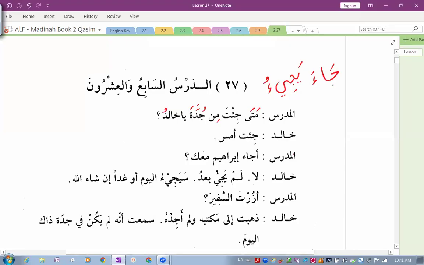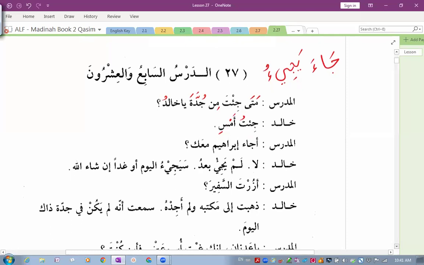Khalid says, Ji'tu amsi. I came yesterday. So amsi is our yesterday. It's a zarf, but a zarf is supposed to be mansub, but it's amsi. Yeah, it's mabni upon kasra, but still is mansub, just like haythu is mabni upon dhamma, but still is a zarf. So that is good. Continue, you can do the next line also.